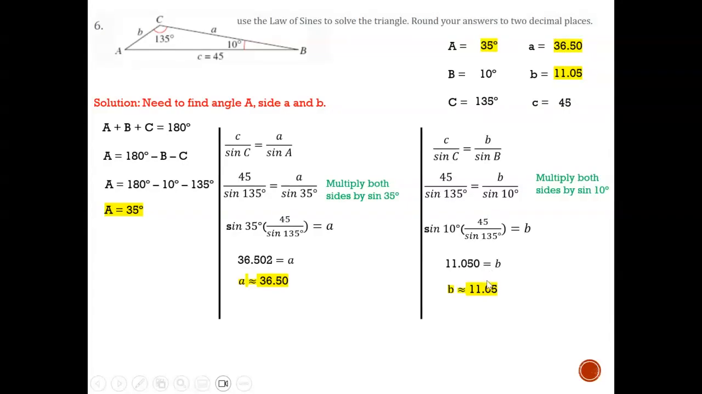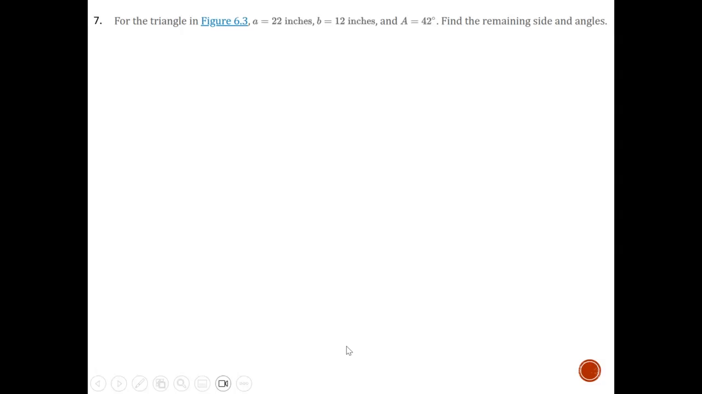So the angle is solved. I solved the triangle. Let's do one more of those. Number 7. Hey, guys, for this section there's also a part where there can be no triangles, one triangle, or 2 triangles. But here, guys, let's do another one with 1 triangle.